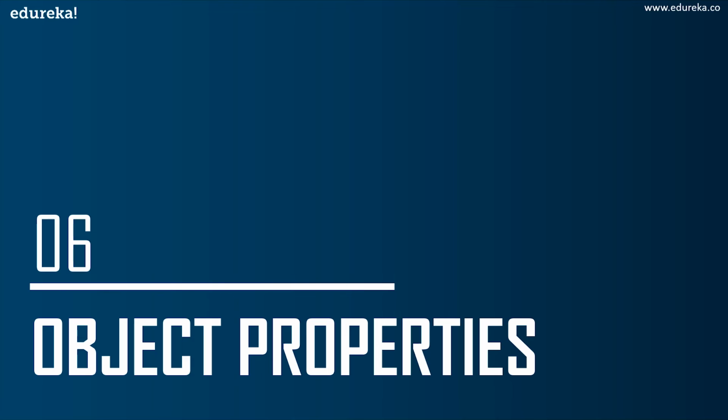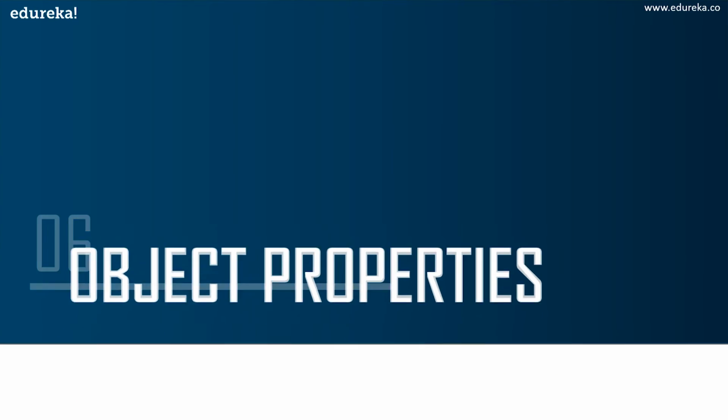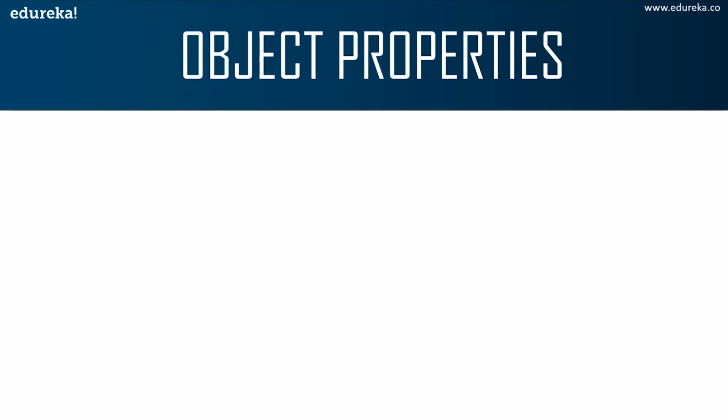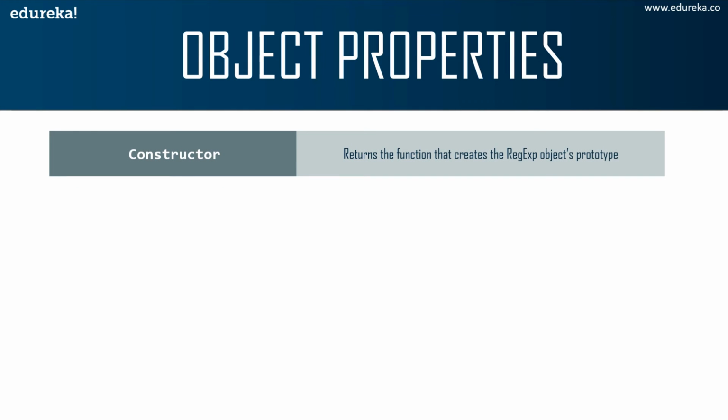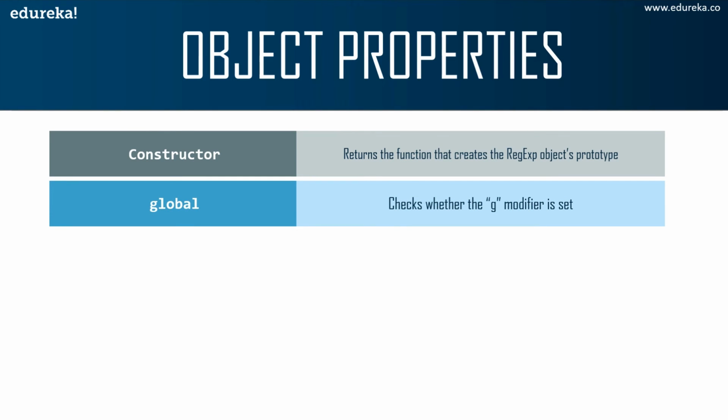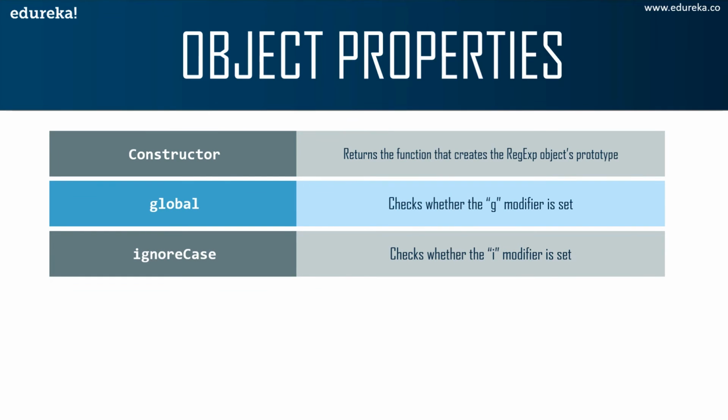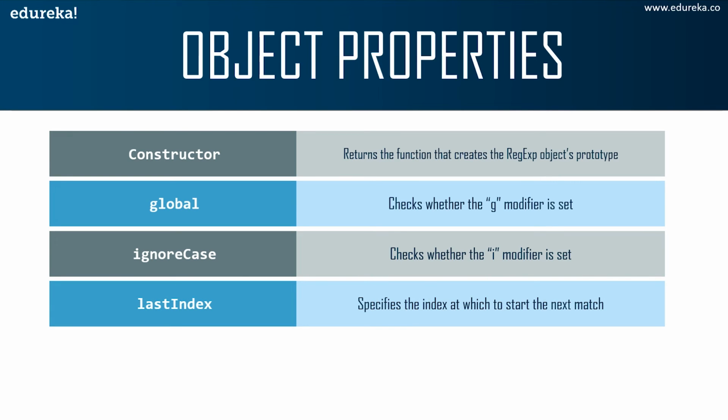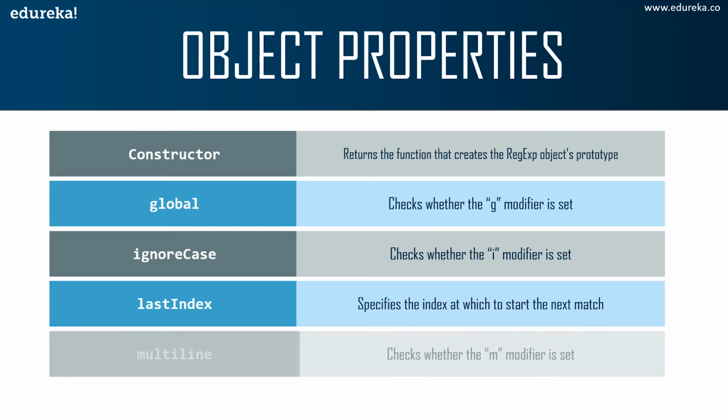Next up we have something called the object properties. Now talking about some of the object properties, first we have the constructor. Now this property returns the function that creates the regexp object's prototype. Next up we have the global property. Now this checks whether the G modifier is set or not. And then we have ignore case, and it checks whether the I modifier is set or not. And next up we have lastIndex, which specifies the index at which to start the next match. And finally we have multiline. Now this checks whether the M modifier is set or not.